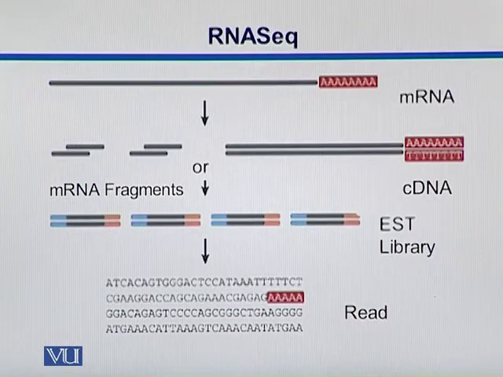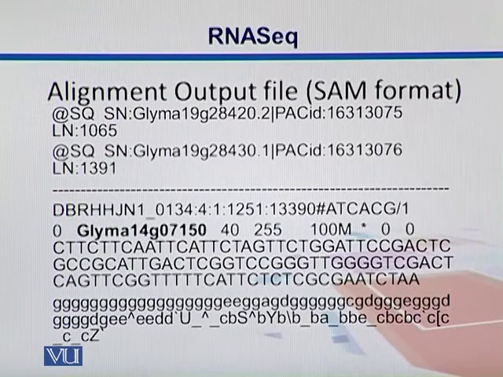So after putting those libraries into the sequencer machine, we come up with those short sequences. So actually the whole big sequence is broken down into smaller fragments which are sequenced and returned to you as those stretches of ATGCs. We call them reads. So once you align those reads to a genome or transcriptome, this is an output which we actually see in a format called SAM format, sequence alignment format.